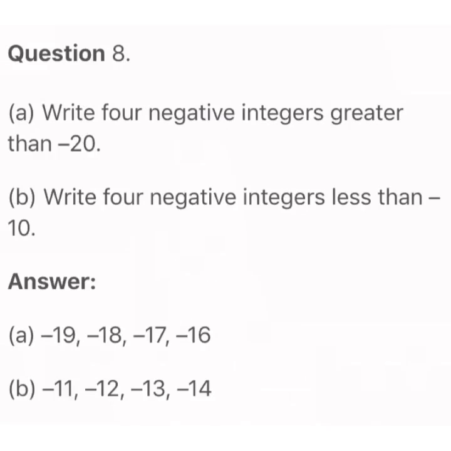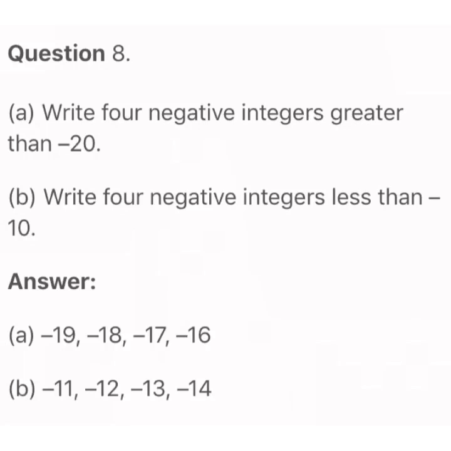Now the next question is question number 8. In question number 8, the first part of the question is write 4 negative integers greater than minus 20, and the second part is write 4 integers less than minus 10. So children, here we have to find 4 negative integers greater than minus 20. Okay. So as we go left on the number line, the number becomes lesser.